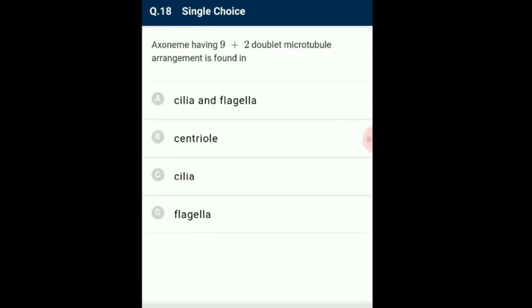Question number 18. Axoneme having 9+2 doublet microtubule arrangement is found in. Cilia and flagella are extensions that arise from the cell membrane. Flagella are longer than cilia. Both structures are responsible for cell motility. The microscopic features of these two structures are also very similar. The central core is known as the axoneme. It shows 9 pairs of microtubules arranged peripherally, and one pair of microtubules is also seen in the center. This is the 9+2 arrangement. The central tubules are connected to some peripheral tubules by means of a sheath. So the answer is option A, cilia and flagella.